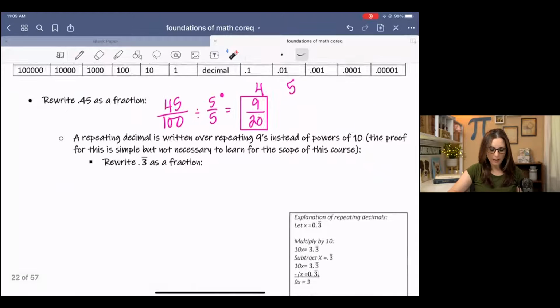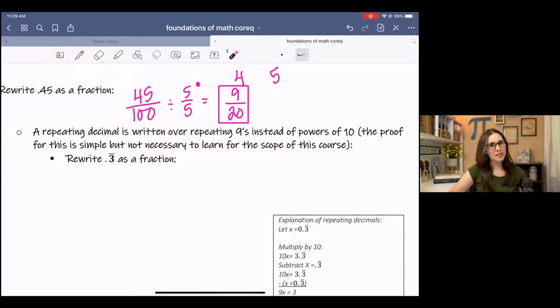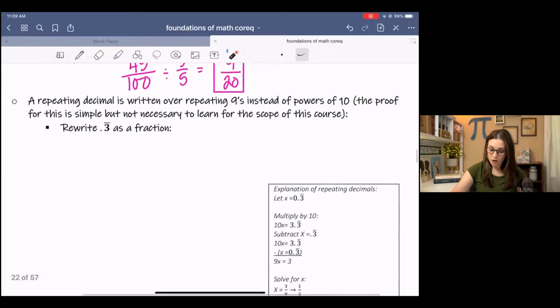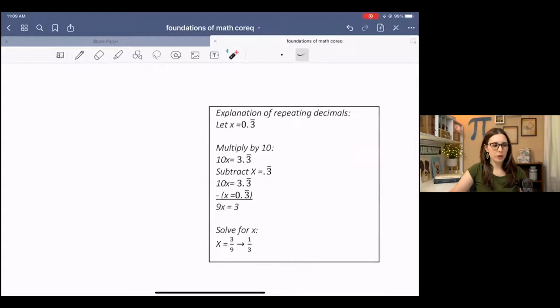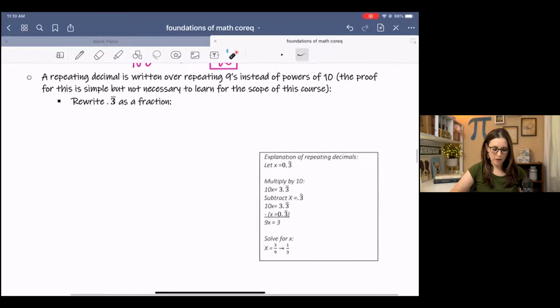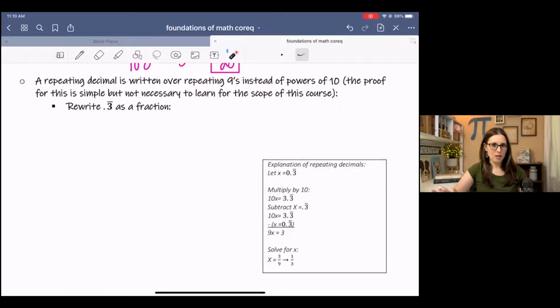Now there's a little trick here. A repeating decimal is written over 9s instead of the tens, hundreds, thousandths, and so on. And I have a little proof down here to show why it is that way. If you're interested in that, then you can study that. It's just a simple little example as to why it works the way it works, why it's nines instead of a 10. So feel free to look at that, study it. But for the sake of the lesson, I'm not going to necessarily go into that. I'm just going to show you how to rewrite a repeating decimal as a fraction.